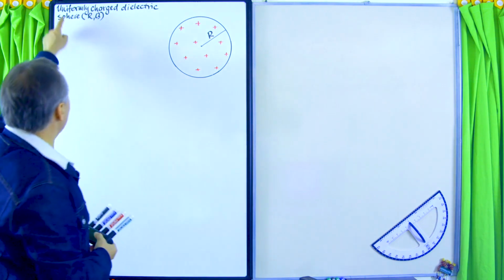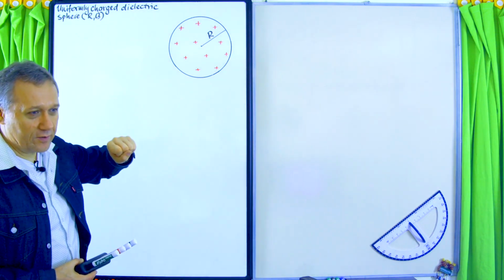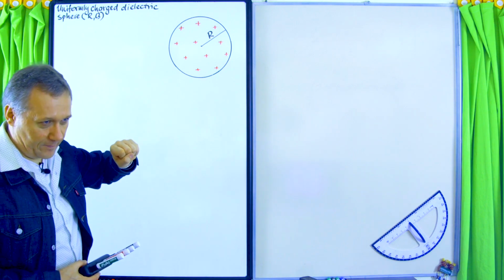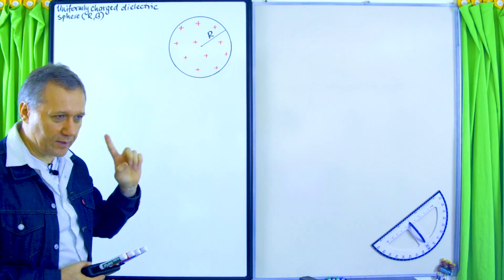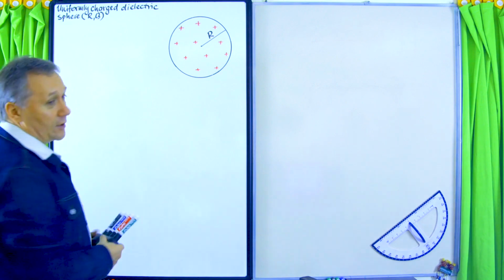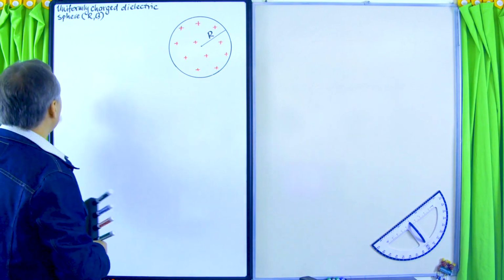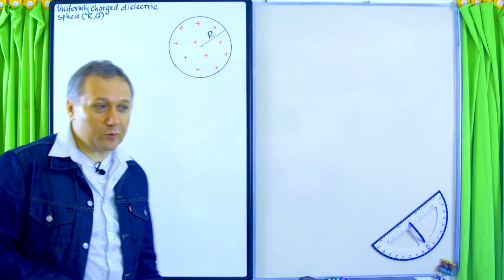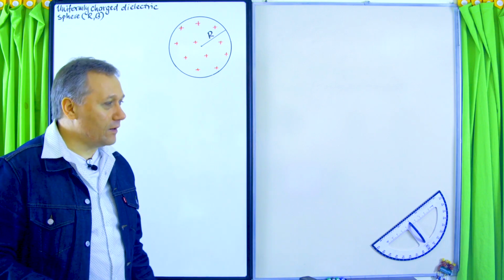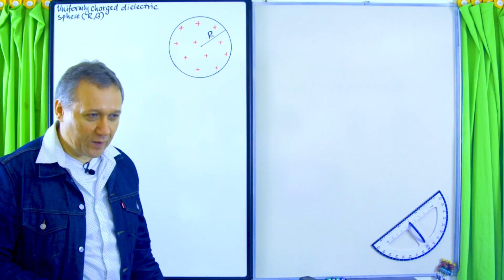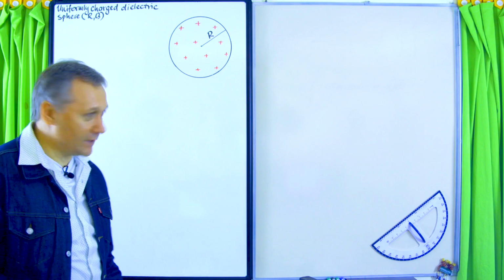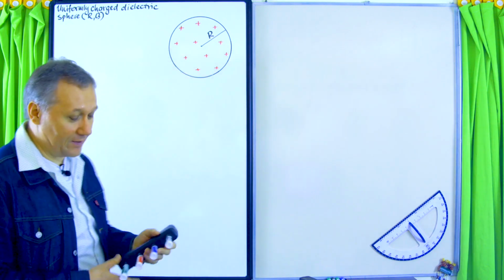But anyway, here we have a uniformly charged dielectric sphere, right? It's not a metal, it's not a piece of metal. Metals will be discussed later. Okay, so that's what is given, and what we need to find is the electric field. We need to find an expression for the electric field outside of the sphere and inside.